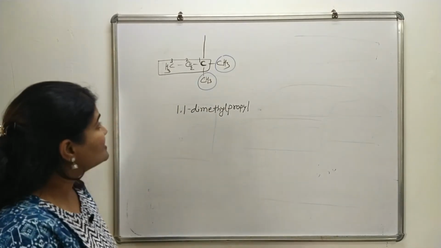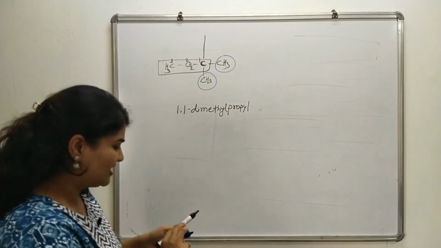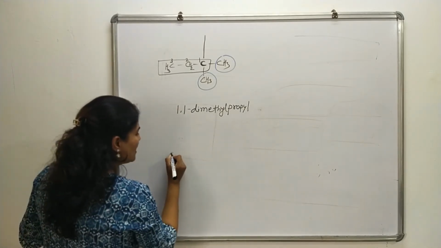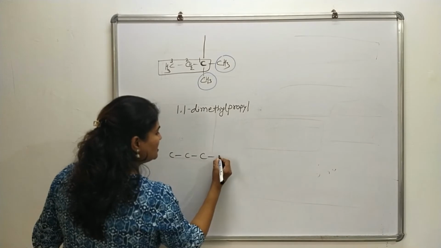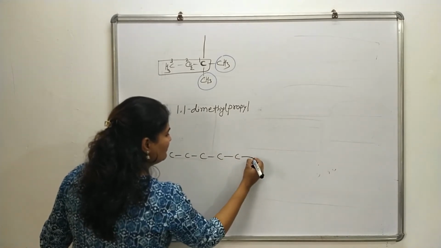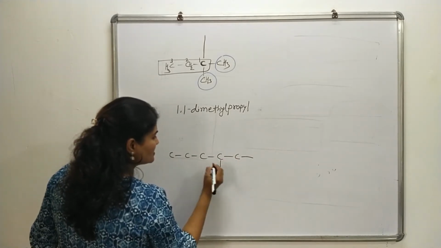Now let's take one more example so that it is clear. 1, 2, 3, 4, 5 and then 6.